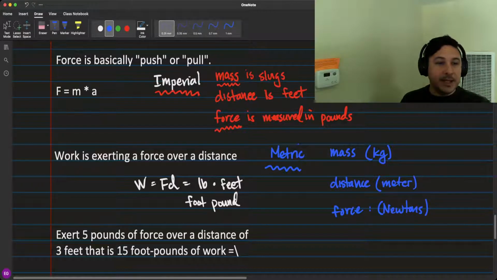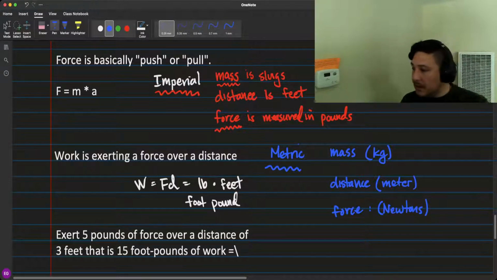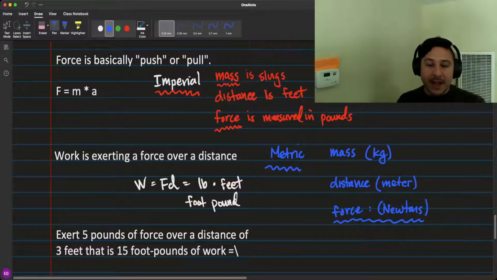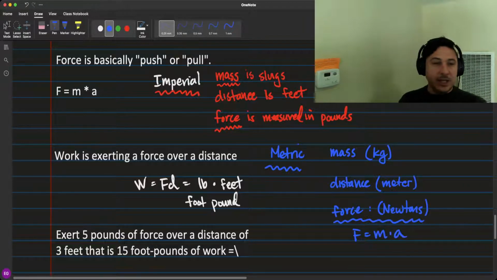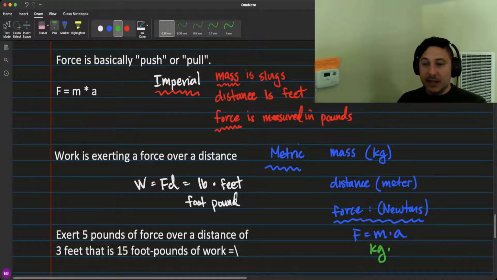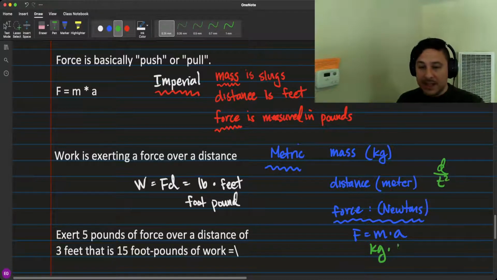And you can actually break this up. Force is measured in newtons, and what is force? Force is mass times acceleration, and we know that mass is kilograms. Acceleration is distance over time squared, and the measurement of distance is meters, and time squared is seconds squared. So newtons are actually kilogram meters per second squared.